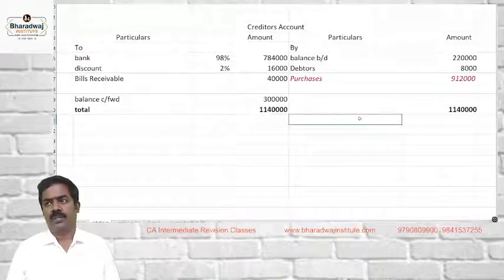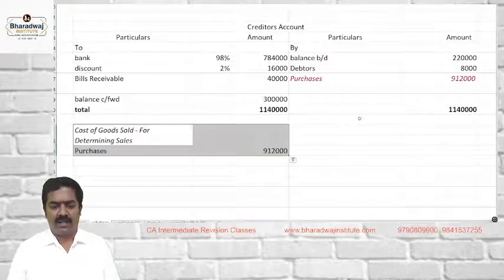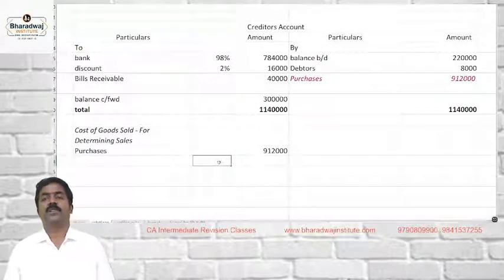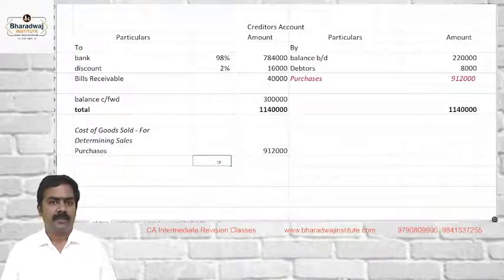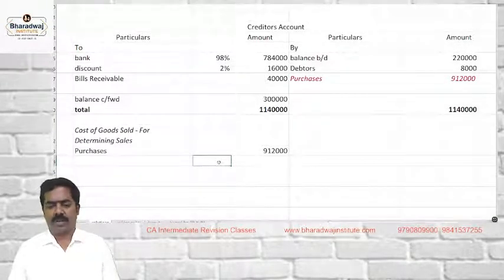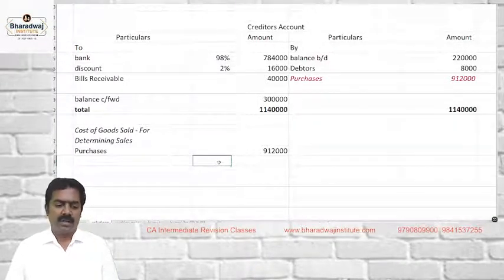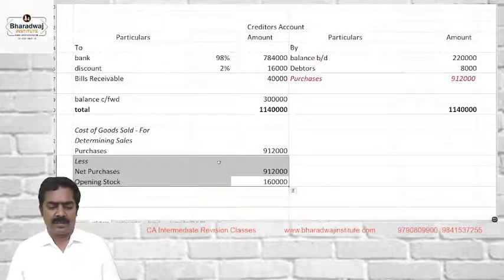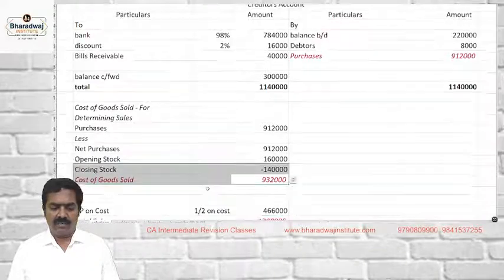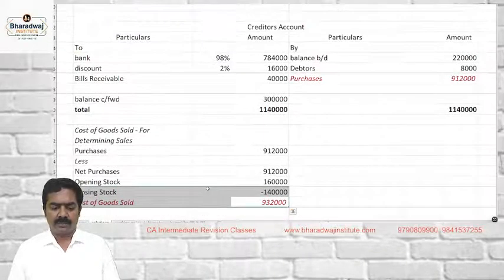Since there is no information about cash purchases, or it is specified to us, purchases how much? 9,12,000. What is the profit margin? 50% on cost. So let us work out cost of goods sold. Opening stock plus purchases minus closing stock will give us cost of goods sold.